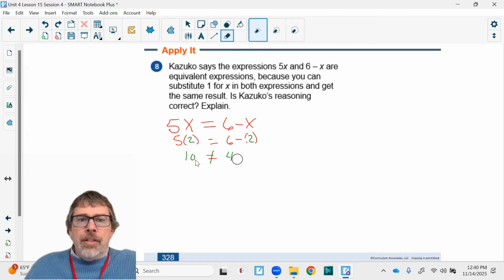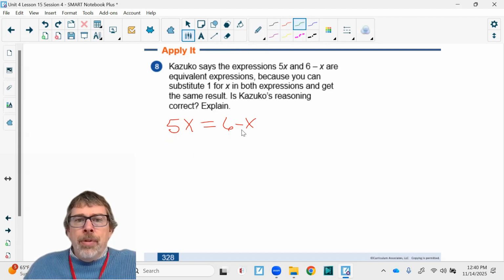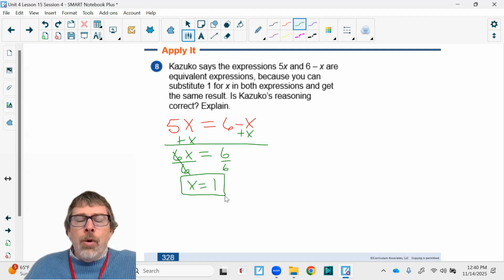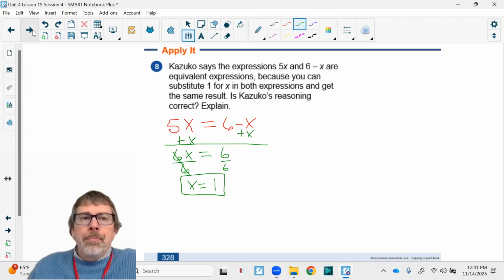And I could actually solve this and find the values that x could be by using algebra. And we would add x to both sides. This might be a little bit ahead of you, but it's okay. I'm going to show you. Then to get x by itself, you divide both sides by 6, and you get x equals 1. So 1 is the only value that x can be that would make these two equal. So Kazuko's reasoning is not correct.